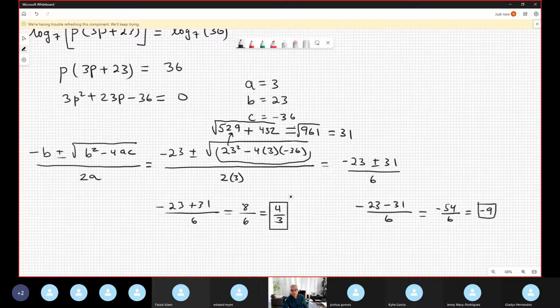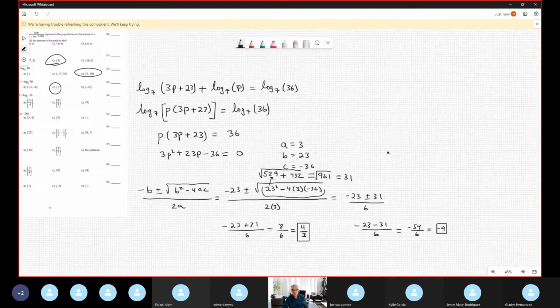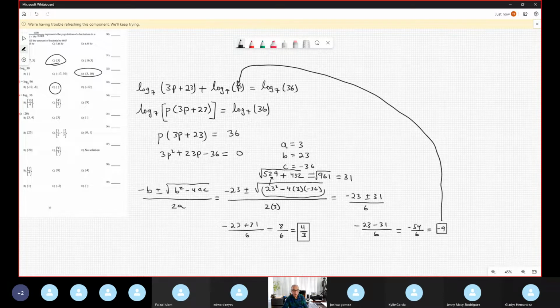I suppose negative 9 doesn't work because when you plug in this negative 9 for checking, at least in this part it doesn't work because of the negative number. So I need verification only for four thirds. Definitely negative 9 doesn't work. However, for four thirds, I don't know. I need to verify, so plugging in.